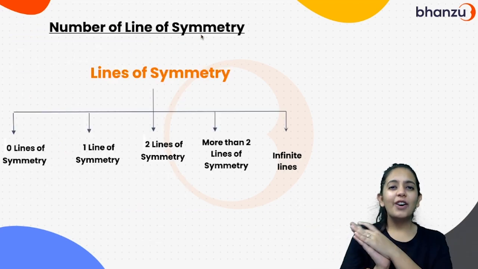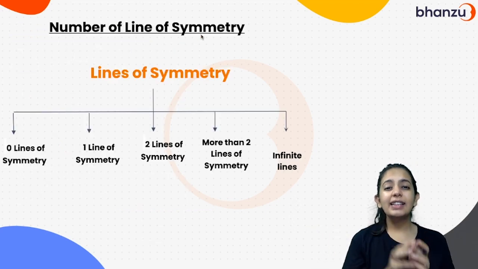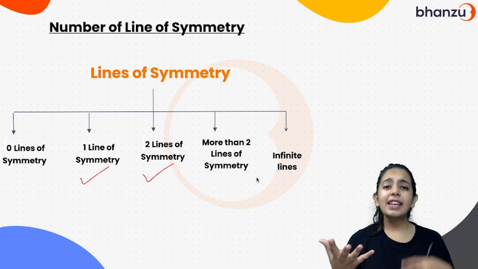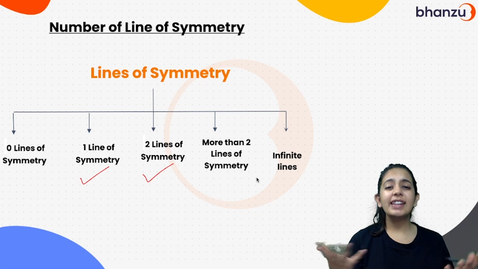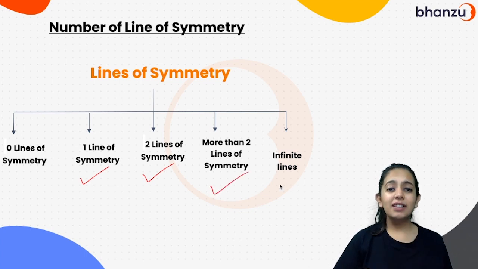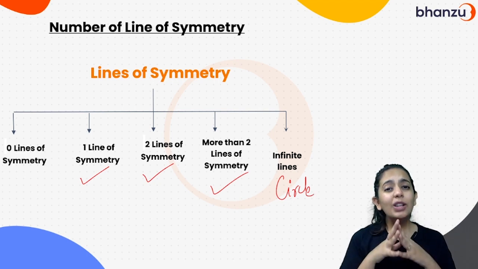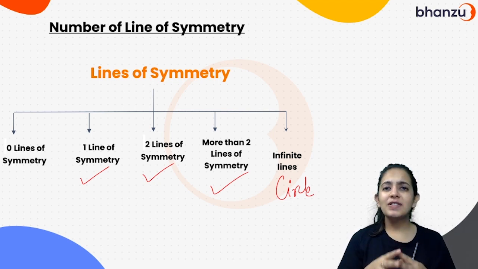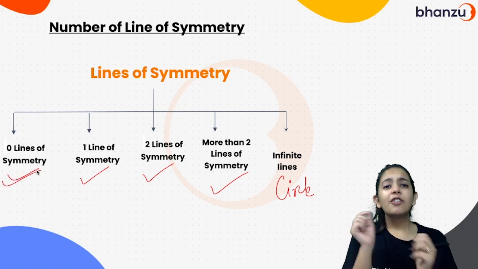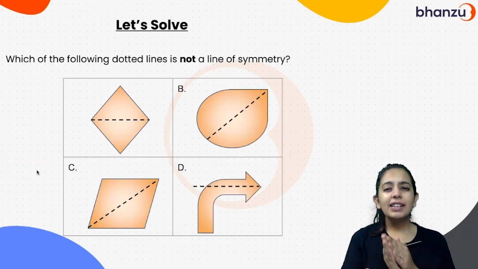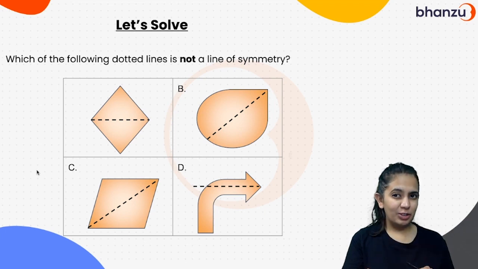Okay, now let's move on and see what we have learned. We have learned that in some shapes there is one line of symmetry, in some shapes there are two lines of symmetry. There are 3, 4, 5 ways to fold a figure such that they overlap each other. And in case of a circle, we have seen that there are an infinite number of lines of symmetry. Now, look around yourself, you will definitely observe some shapes which have no line of symmetry. For that, let me ask you a question. And the question is this. Which of the following dotted lines is not a line of symmetry?